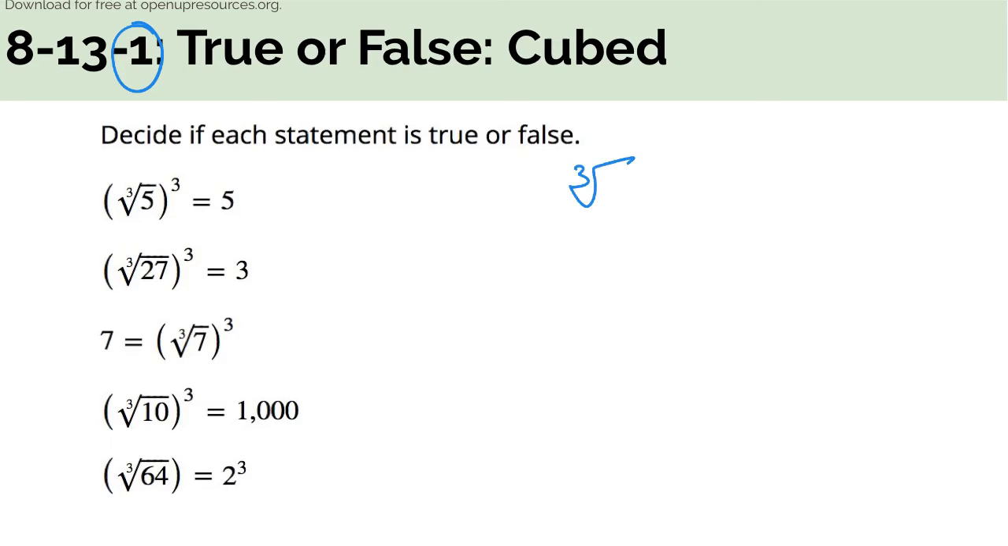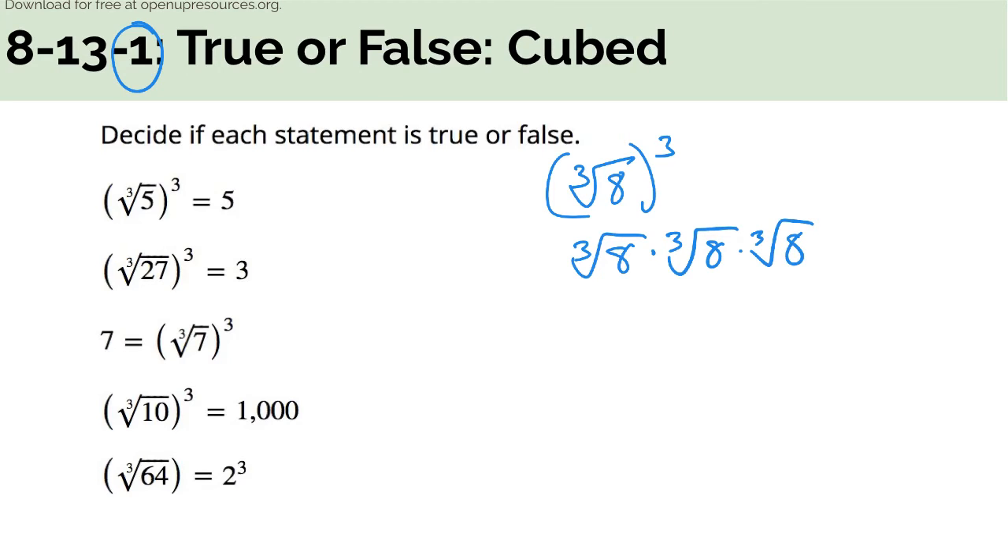What if I have the cube root of 8 cubed? What that means is the cube root of 8 times the cube root of 8 times the cube root of 8, and the cube root of 8 is 2, so this would be the same as 2 times 2 times 2, and if you notice, that is 8. And so you kind of use that as an example as you work through and decide which ones are true and false.